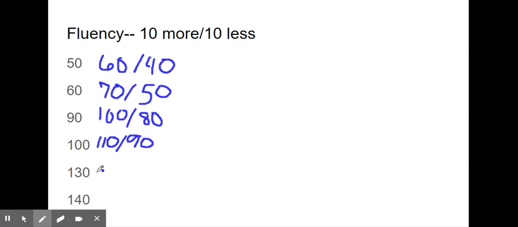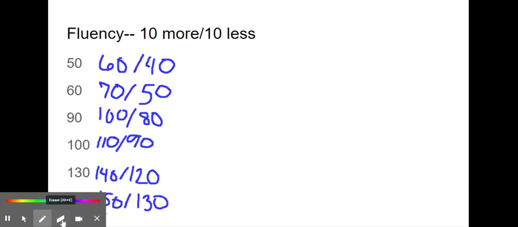130. 10 more. I have 3 tens. So I'm going to be at 140. Take away a 10. I'm going to be at 120. Now for 140, 10 more would be 150. 10 less would be 130. And there's our fluency practice for today.